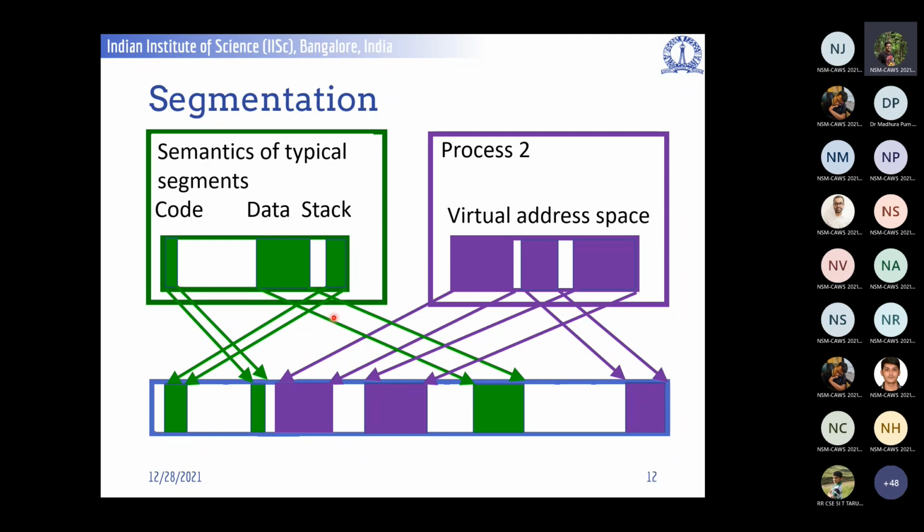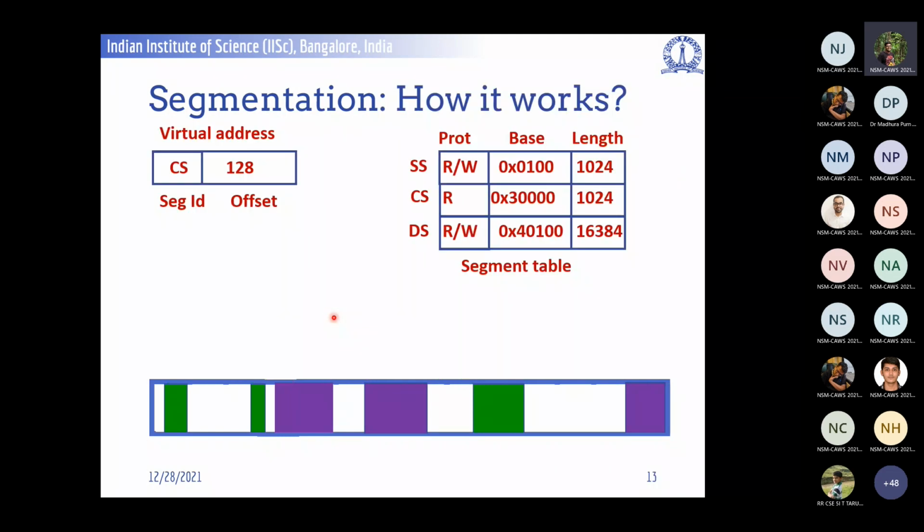So how this really works is that there would be a segment table for each process, which is created and managed by the operating system. There will be an entry for each of the segments, like the stack segment, code segment, and data segment.